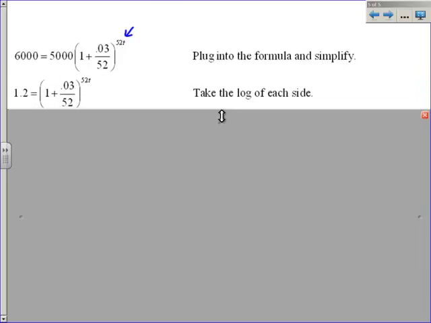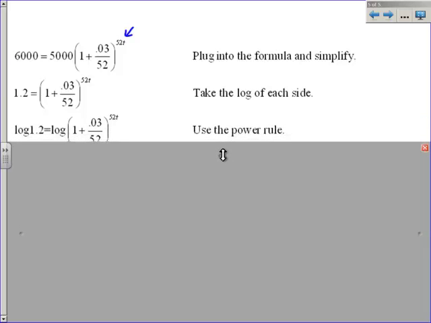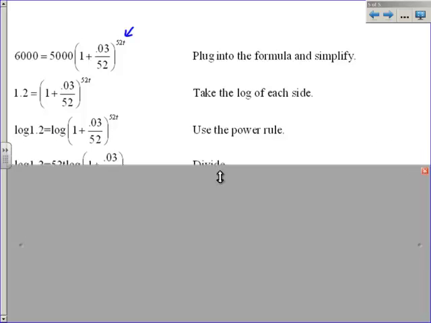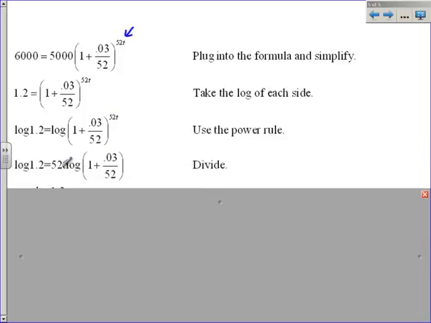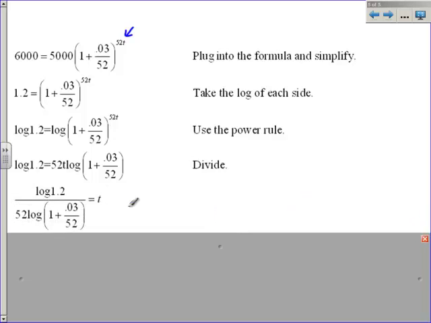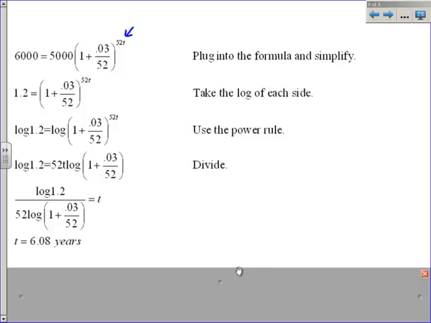Now one thing that you want to do first, of course, is go ahead and simplify. Divide both sides by 5,000. And I want you to know here you can take the natural log of both sides or the LOG log of both sides. Log base 10 or natural log, it doesn't matter. Here I went ahead and showed you log base 10. So you can take the log of both sides. Of course, we know that the 52t can come down in front. And then I divided by all of this. This is just a number, the 52 and the log of 1 plus 0.03 over 52. And I typed that in the calculator, and it's 6.08 years.